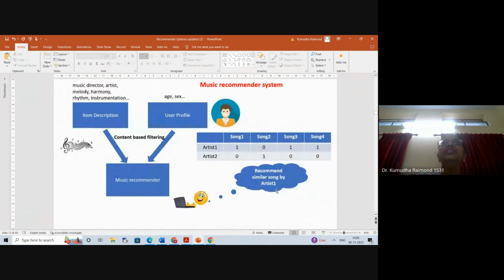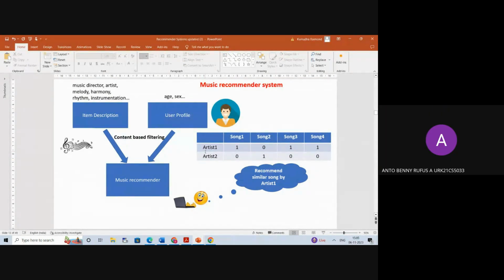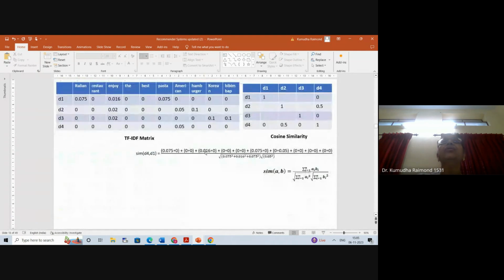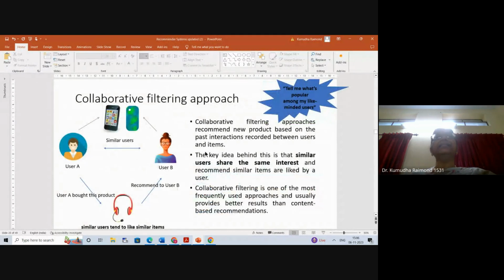You see here, I liked a particular song. It is going to get me all the songs very similar to the songs that I liked, and recommend them back to me. That is called content based filtering.